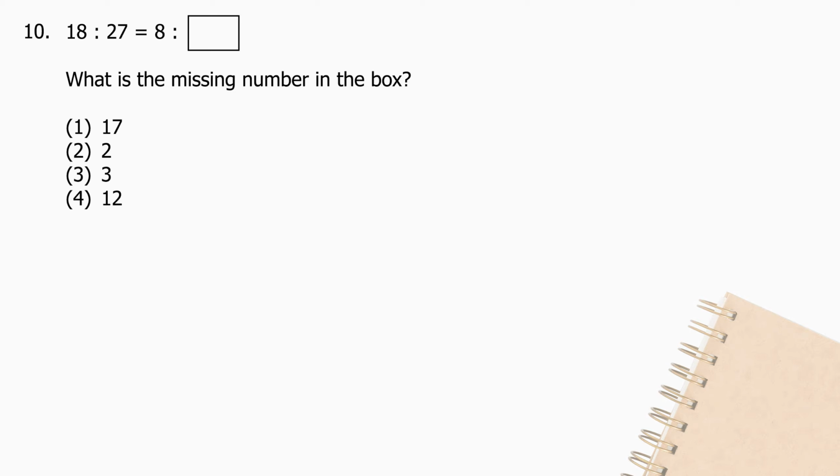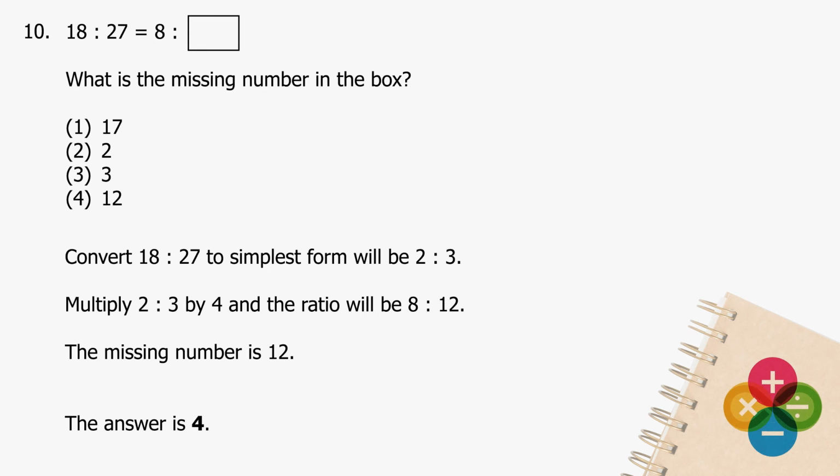Question 10. 18 is to 27 is equal to 8 is to missing number. What is the missing number in the box? Convert 18 is to 27 to simplest form will be 2 is to 3. Multiply 2 is to 3 by 4, and the ratio will be 8 is to 12. The missing number is 12. The answer is 4.